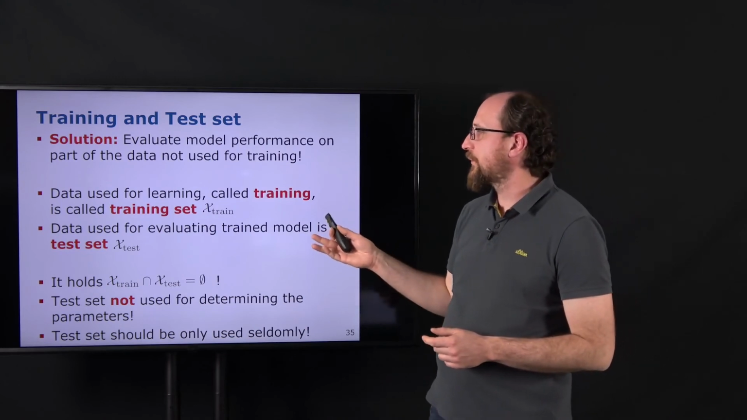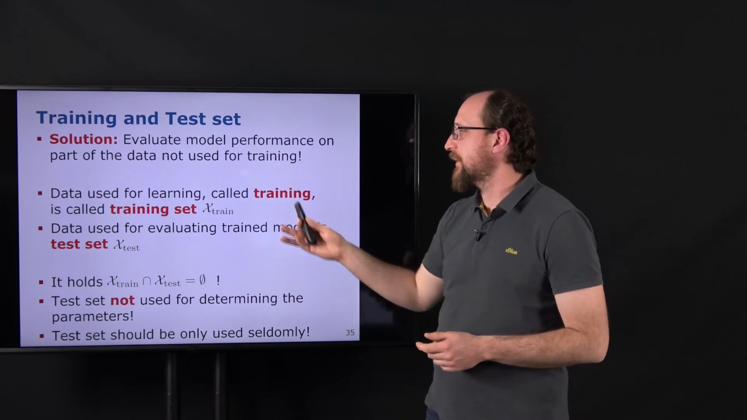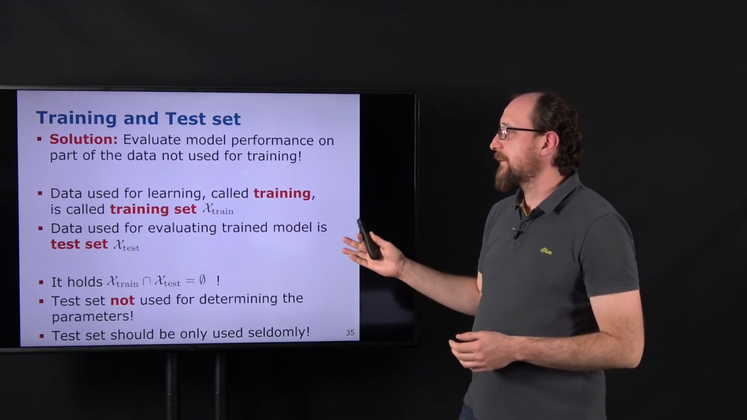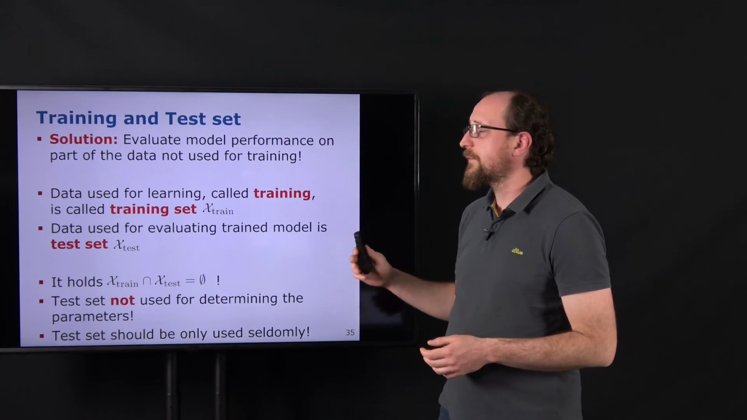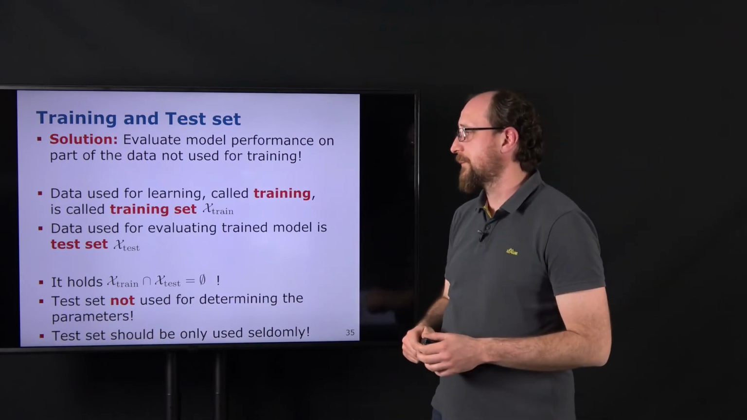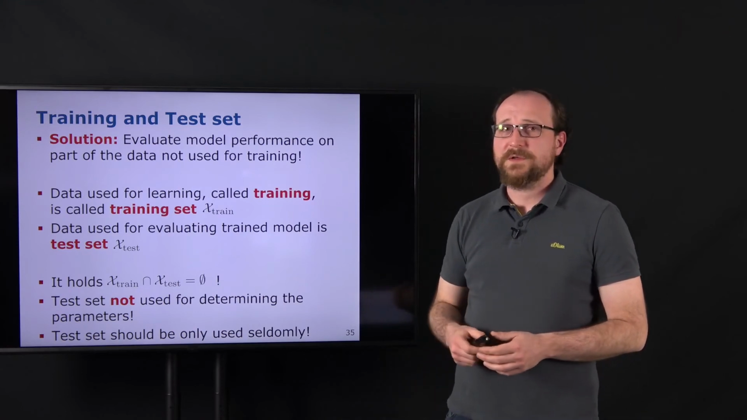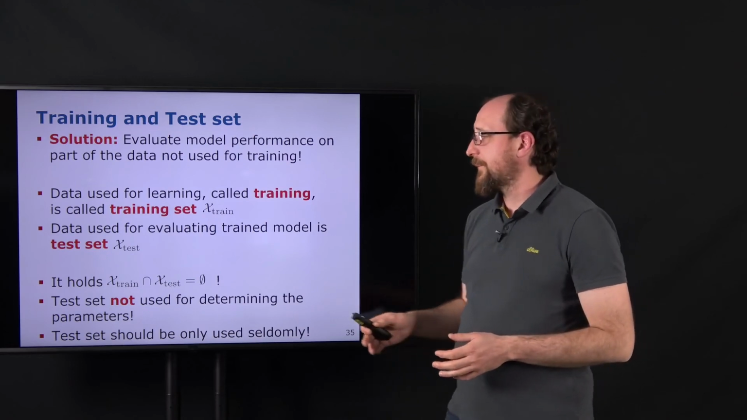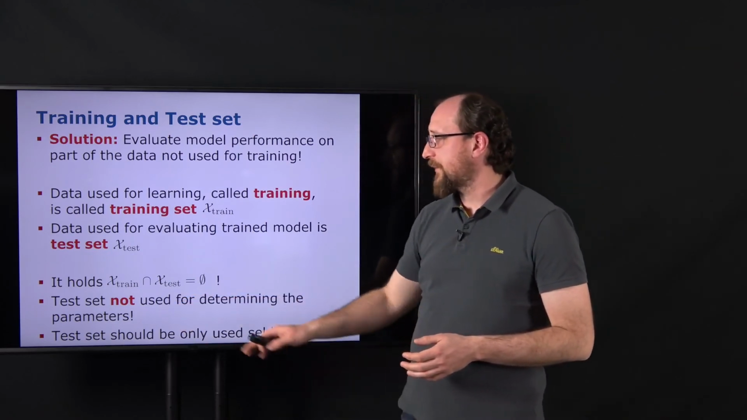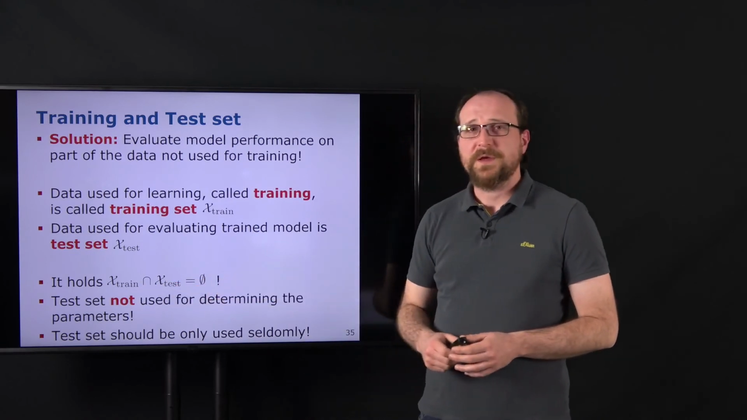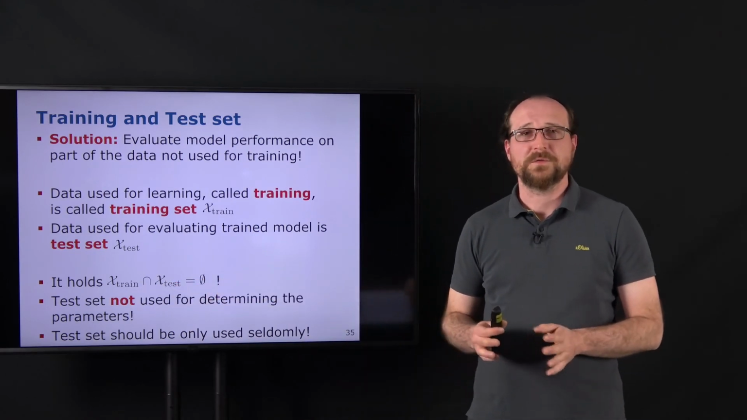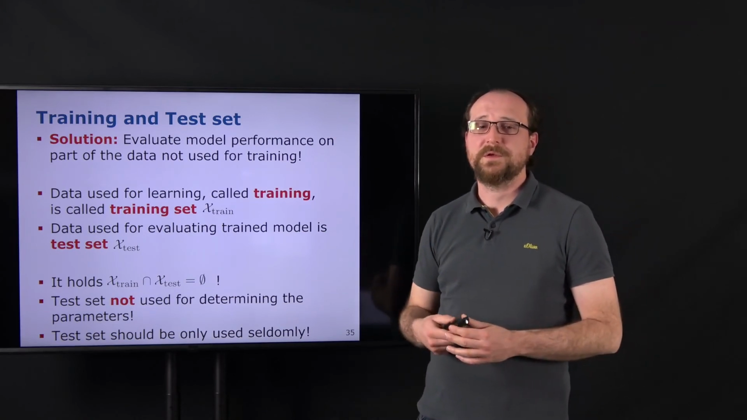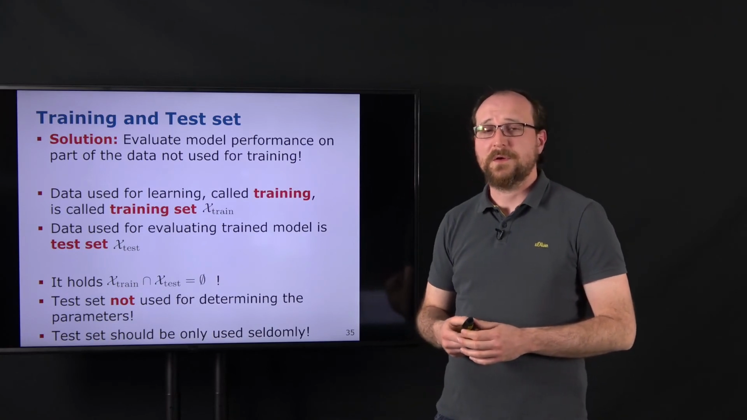The data that we use for training, I already said, is called the training set, xtrain, or for learning the algorithm. And the other data that we are using for evaluating our algorithm is called the test set. And usually the training data and the test set are independent from each other. So that means when we intersect both sets, then this should be empty. So we really want to have unseen data. So we don't want to measure the performance on data that we already saw in the end or used for learning.